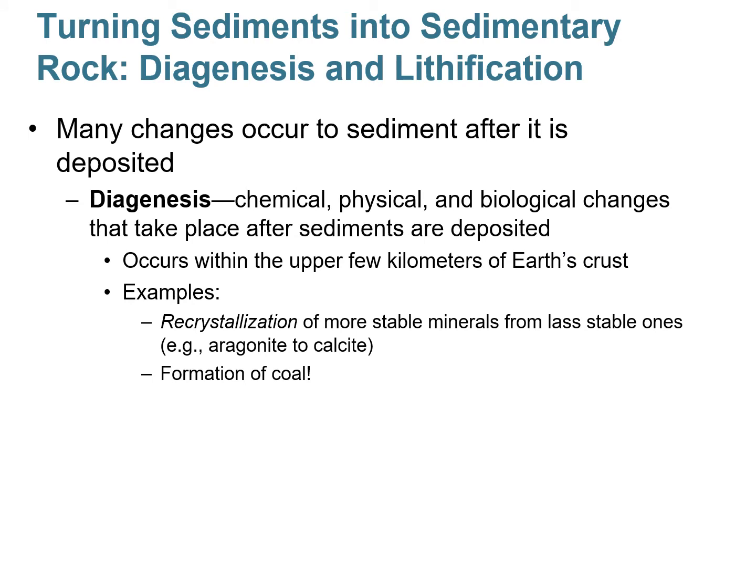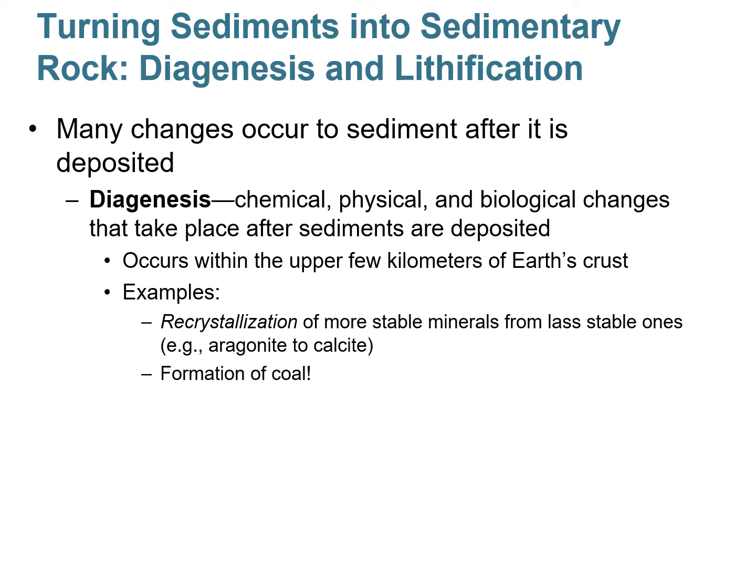Okay, so how do you turn sediments into a sedimentary rock? Well, that is through diagenesis and lithification. A lot of changes can occur to the sediment after it's deposited. It's kind of weathered, transported, then deposited. Those processes are called diagenetic processes. Those are chemical, physical, and biological changes that occur after they're deposited. Okay, this occurs in the upper few kilometers of the crust, and some examples of this are recrystallization.